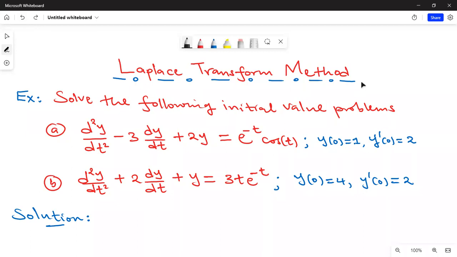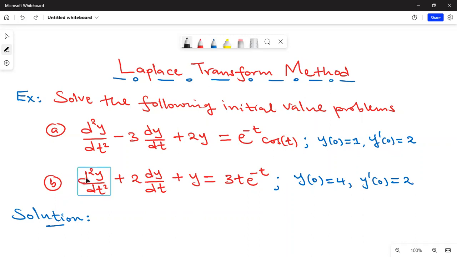In part A, we have d squared y dt squared minus 3 dy dt plus 2y is equal to exponential negative t cos t. And the conditions are that y is equal to 1 when x is equal to 0, and y prime is equal to 2 when x is equal to 0.